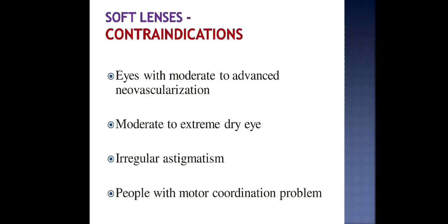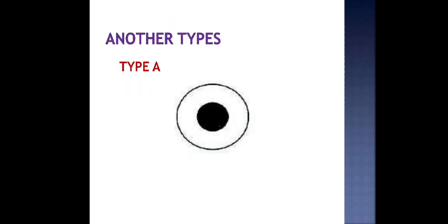Contraindications mean the eye has a side effect from the contact lens. An eye with moderate to advanced neovascularization, meaning new blood vessels in the cornea, cannot wear the lenses. Moderate to extreme dry eye cannot wear. Irregular astigmatism cannot wear. People with motor coordination problems cannot wear the lenses.